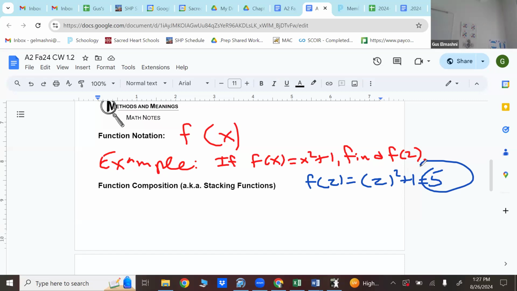Good. Okay, great. So anyway, that's function notation. If f of x equals x squared plus 1, find f of 2. All it means is plug 2 in for x and work it out. We actually had them last homework. Now, why do we have function notation in the first place?